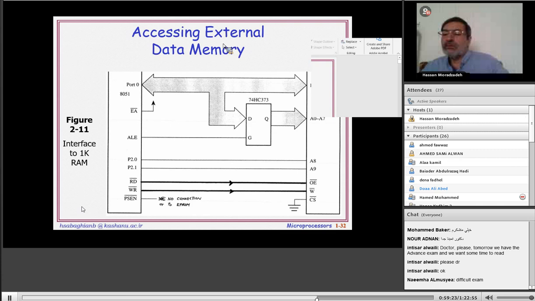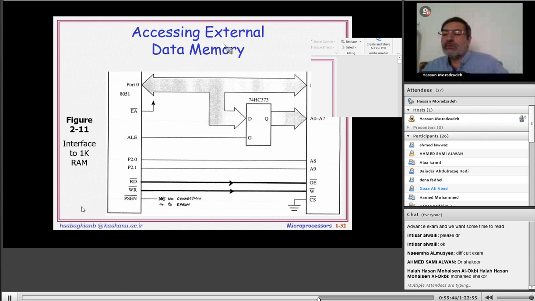Read bar is for reading from the RAM, and write bar is for writing to RAM from the CPU or microcontroller to RAM. Next slide. Here, timing for move X or move external. Moving data from the microcontroller to external memory.